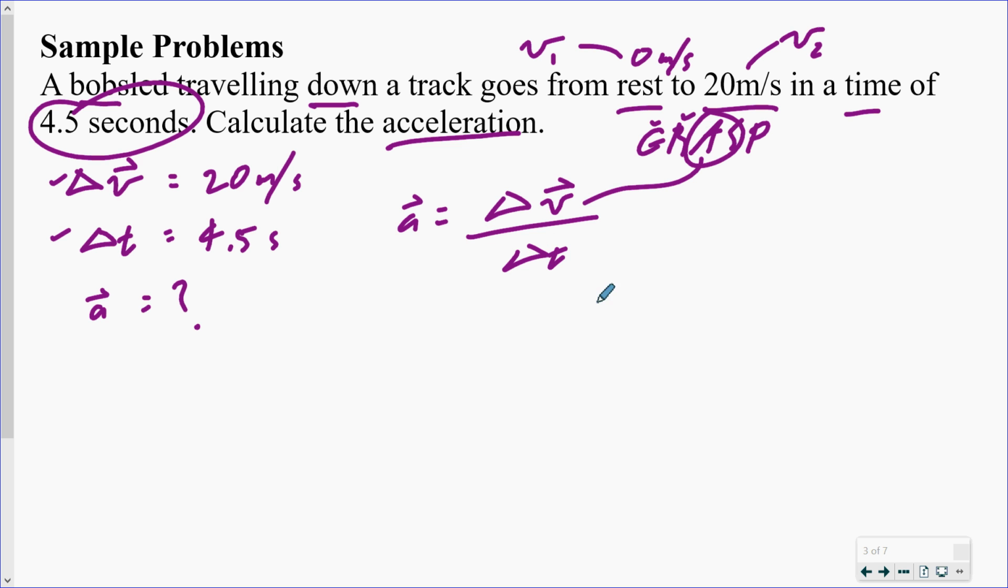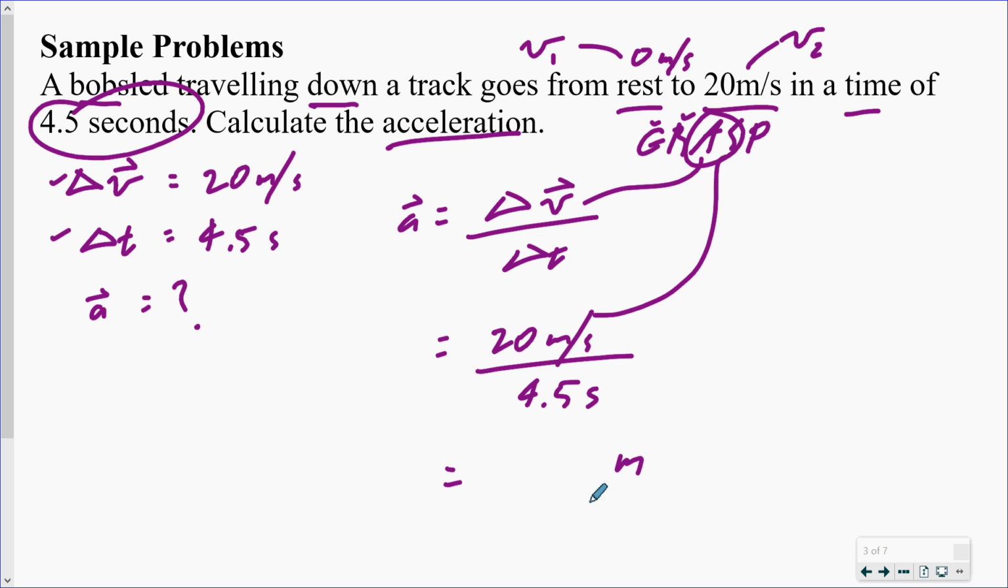We've now taken care of that. Your solve is just plugging the numbers in. So change in velocity, 20 meters per second. Time, 4.5 seconds. The seconds do not cancel out here. You do end up with meters per second squared.